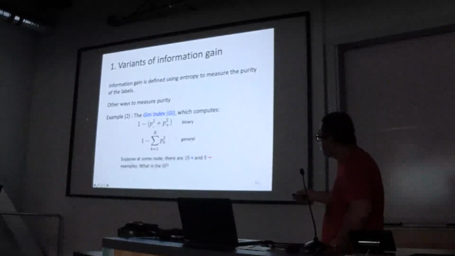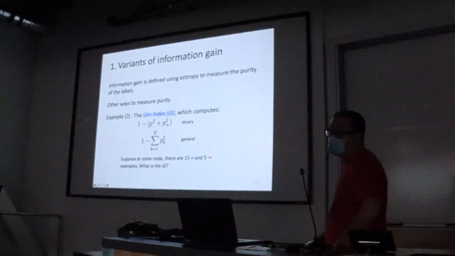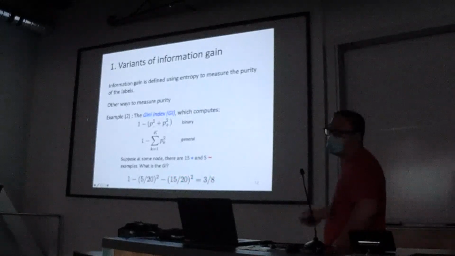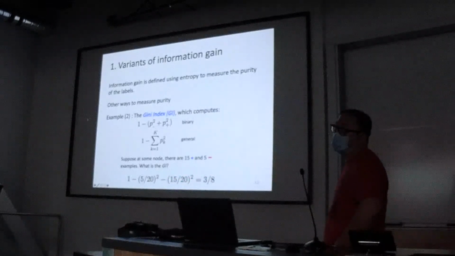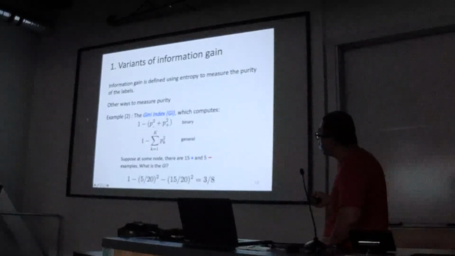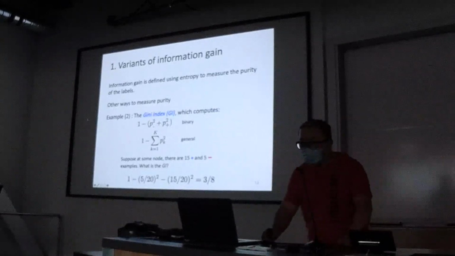Let us do a concrete calculation first. Suppose you have 15 positive and 5 negative examples. The Gini Index is computed by 1 subtracted by (5 over 20) squared, subtracted by (15 over 20) squared, which is 3 over 8. This just follows the definition.